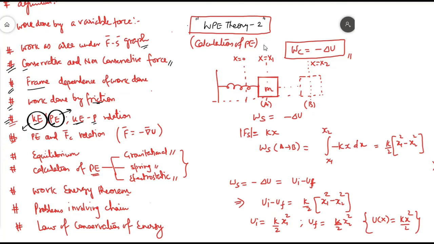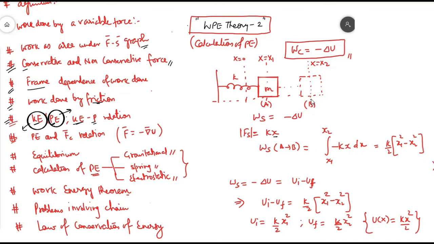let's now talk about the potential energy in a spring body system. So we have a spring constant k and mass m attached to it, and somewhere here is my x is equal to 0 line, and this is my point A and this is my point B. So at point A, the spring has an elongation of x1, and at point B the spring has an elongation of x2. So I'm going from point A to point B. Okay, so work done by spring, again it's a conservative force field, so work done by spring is going to be minus of delta u, and the modulus of Fs is k into x, where x is the deformation in the spring at any general time t. So Fs mod is going to be kx.